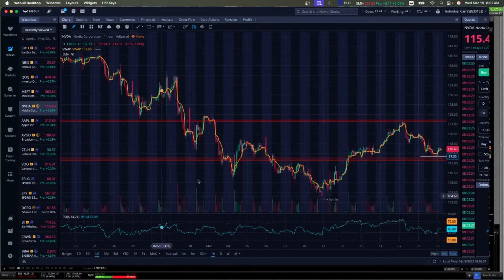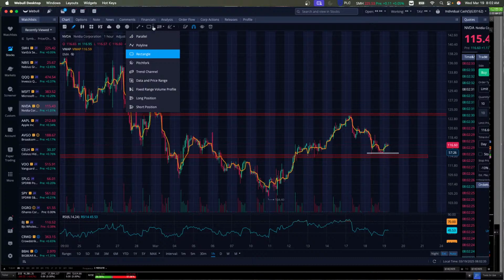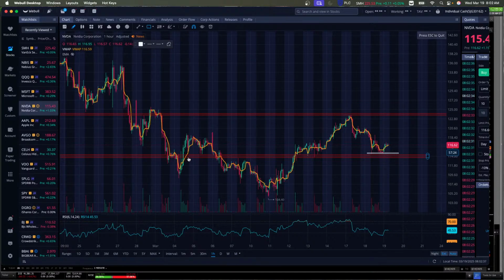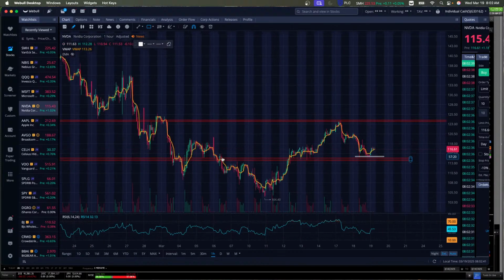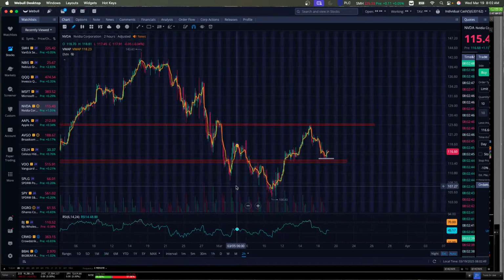I mean, you can see it very easily. This is kind of the line in the sand. You've had multiple touches here at this point. I do believe that NVIDIA has to hold this level. Otherwise, we're in trouble. The other trade idea that I was thinking, if you have a longer term outlook on this, let me know in the comment section below.